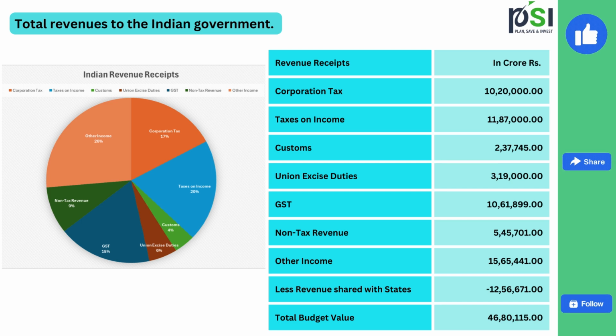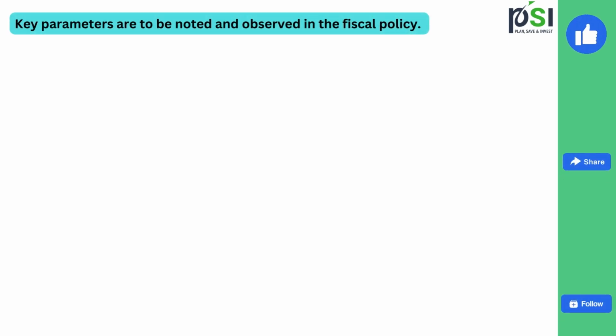So the net budget amount available for the Indian government to spend in the following year is 46,80,115 crores. So let us see in what areas the finance minister planned to distribute and spend this amount, and let us focus primarily on the investor's point of view, how we can benefit by observing the budget. Let us observe the key parameters which are useful for the investors.